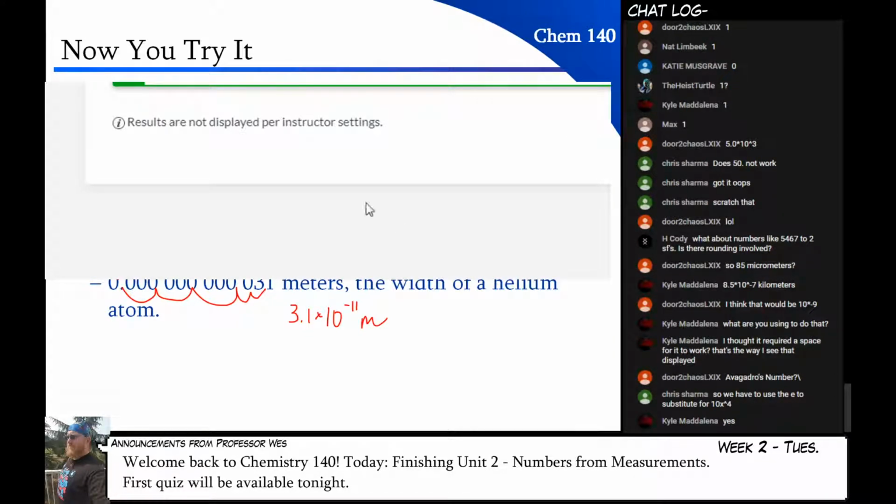Oh, results are not displayed, because I have it set to something else. That was just in an old class that I have going. So, okay, never mind. I'm using Open Broadcasting Software, which is why I can do that.